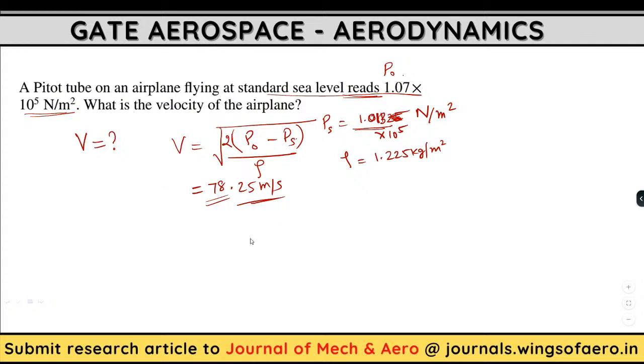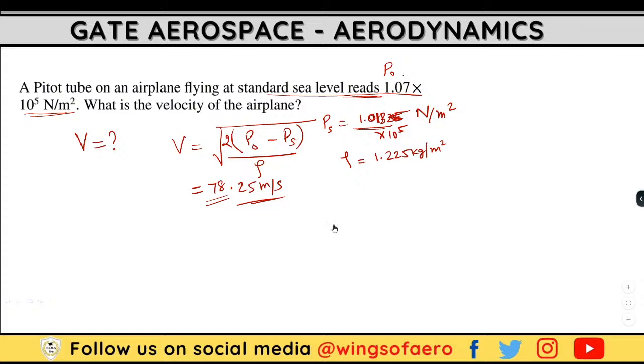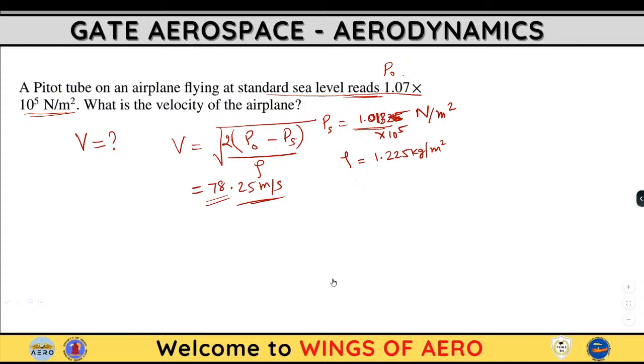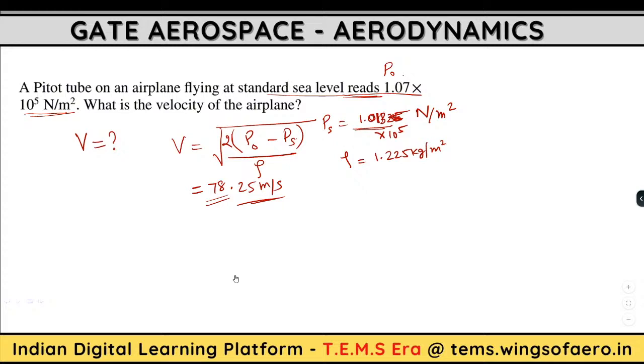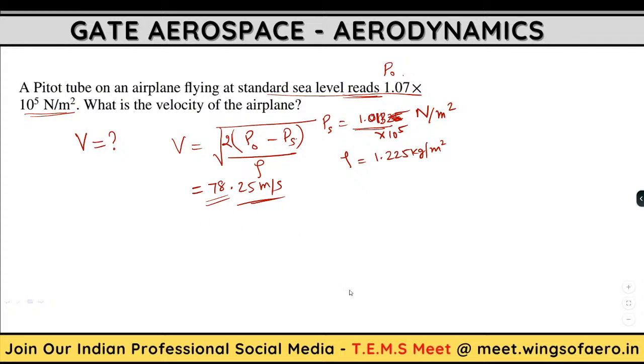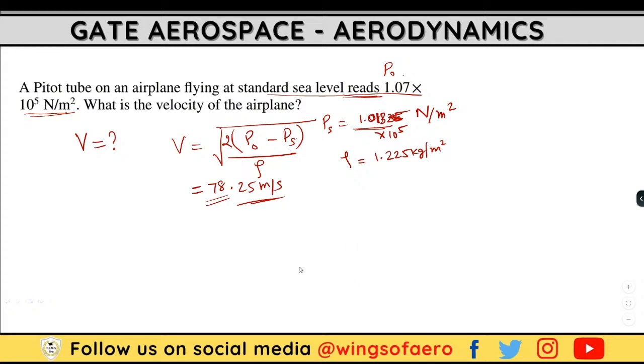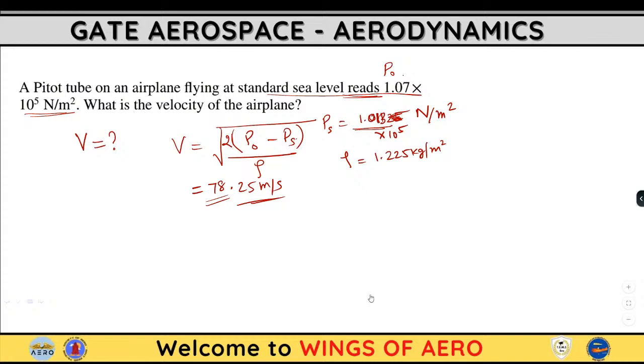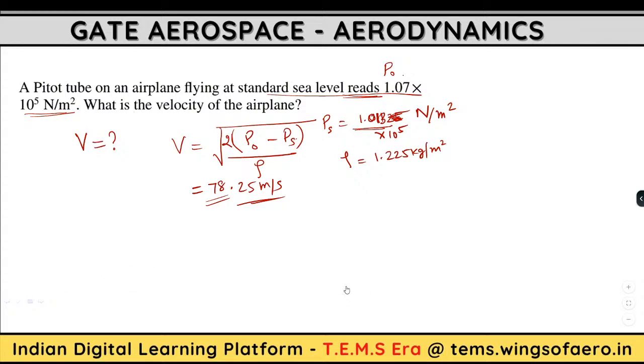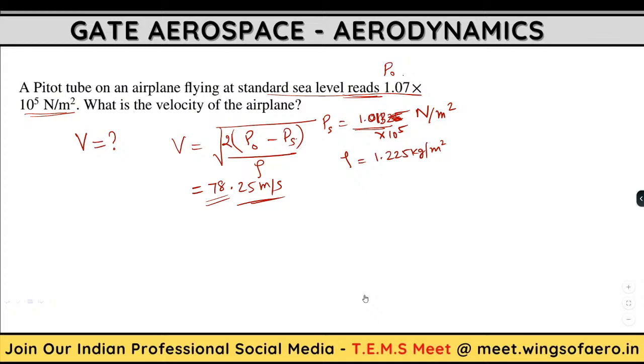Let me calculate once again because I've got a different answer. First, we're getting 1.07 minus 1.013 into 10 power 5, into 2, divided by 1.25, because it was 9306, right? Power 1. I'm getting 96.46. Yes.